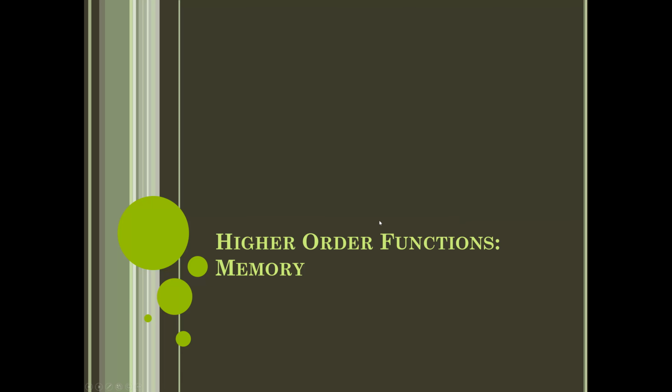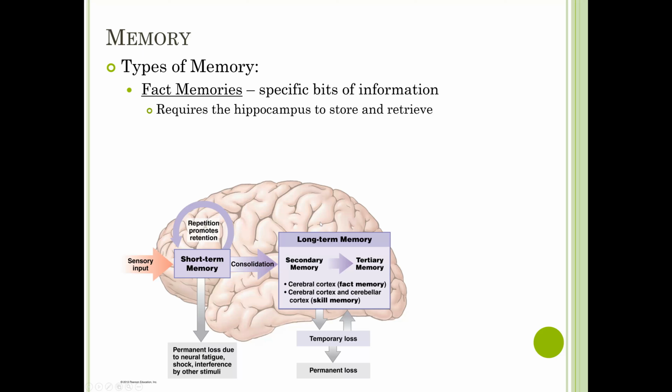For the remainder of Chapter 16, we'll look at a few higher order functions, starting with memory. So there are two major types of memory. There are fact memories, which are also included with episodic memories, and these are specific bits of information or memories about things you did, places you went, etc. And these types of memories require the hippocampus in order to store them long term and to retrieve them later.